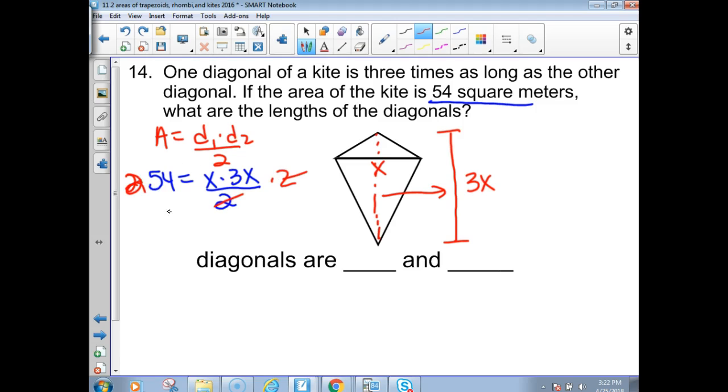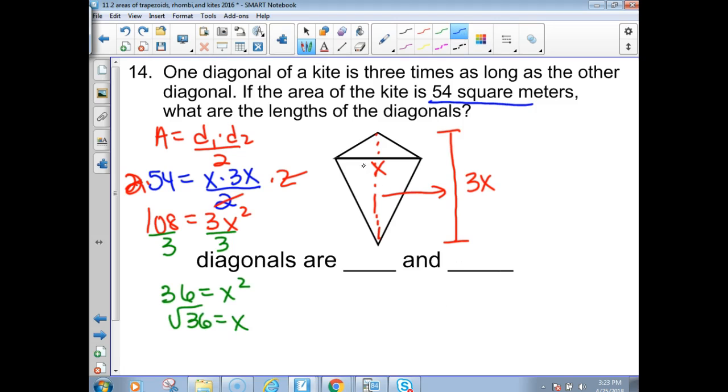54 times 2, or 2 times 54, is 108. And I've got x times 3x, which would be 3x squared. Next, I divide by 3. What's 108 divided by 3? 36 equals x squared. And then I would have to take the square root of 36 to get x.